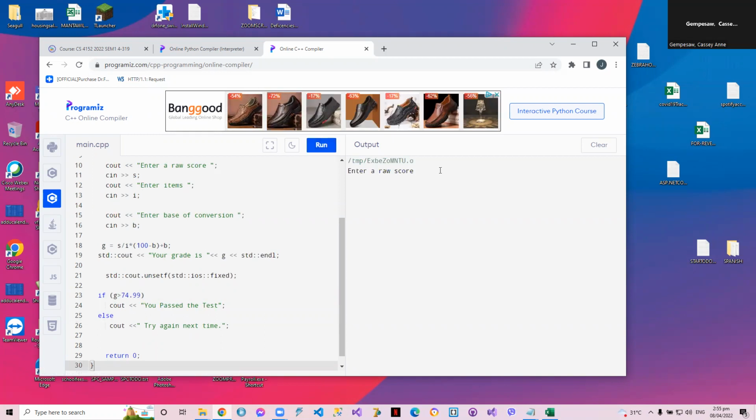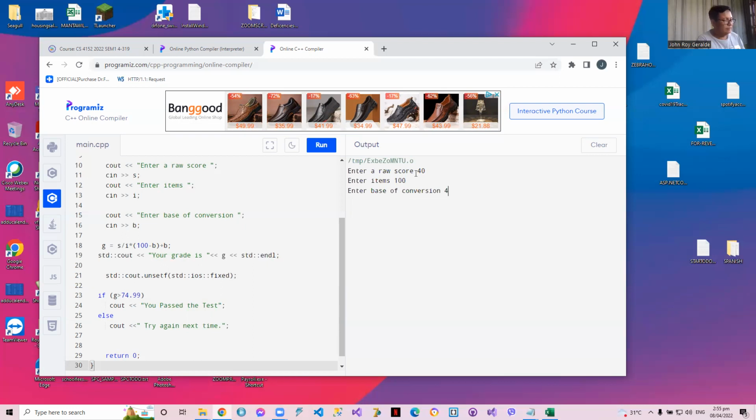Okay. So you have 60, 100, and 40, 76. Now, if you run again, you have 40. That's a failing grade for a base of 40. Okay, that's a failing grade.